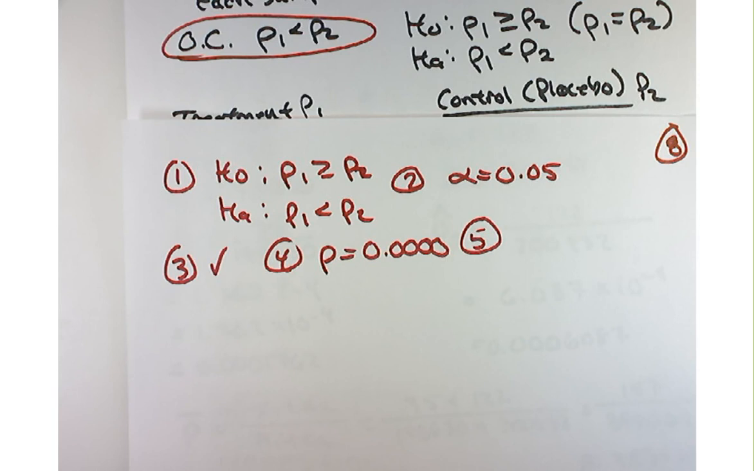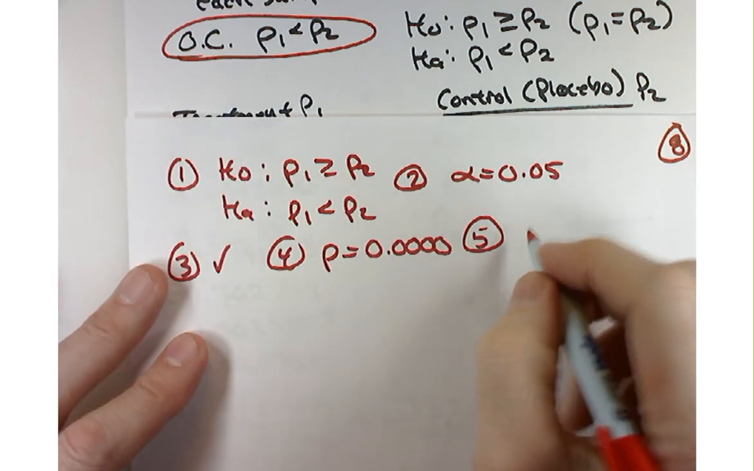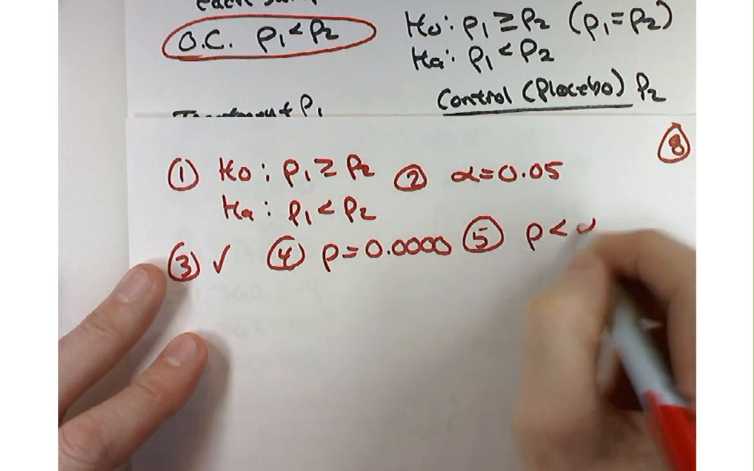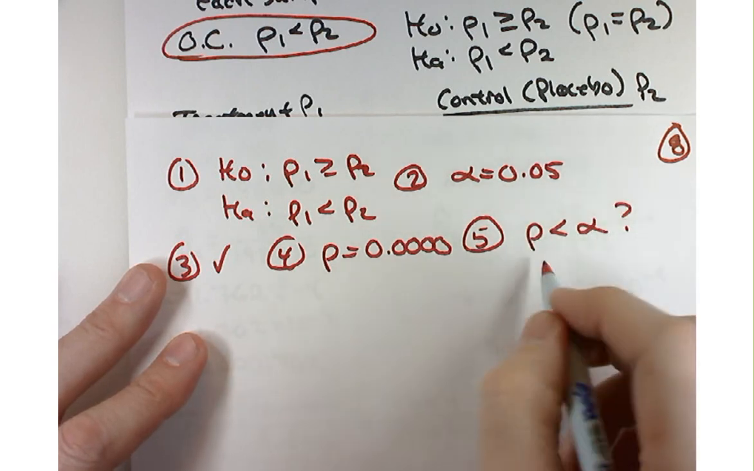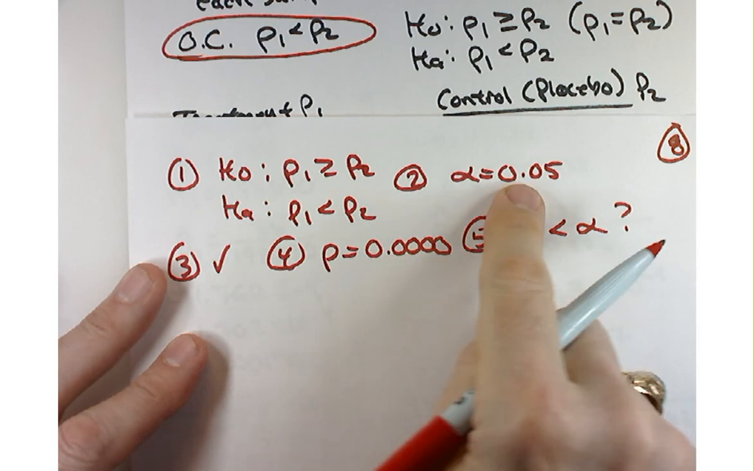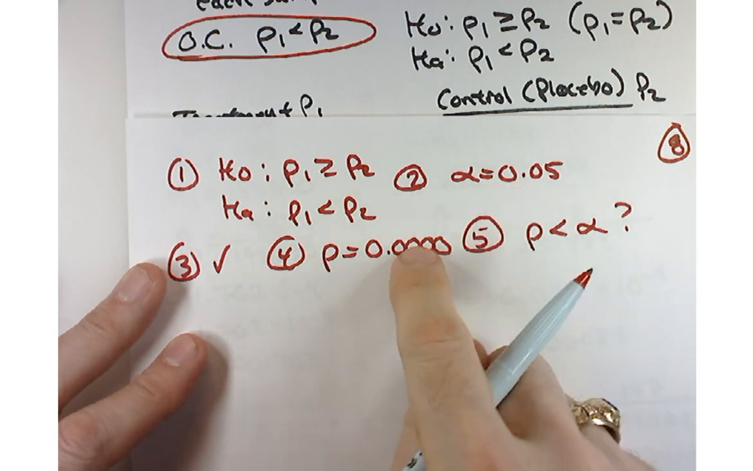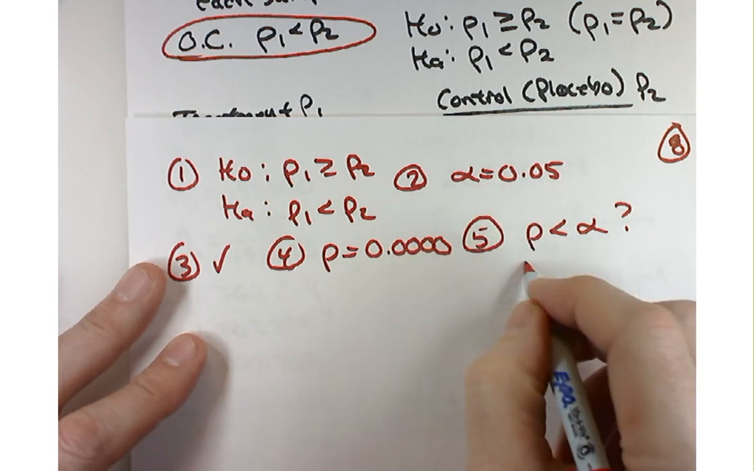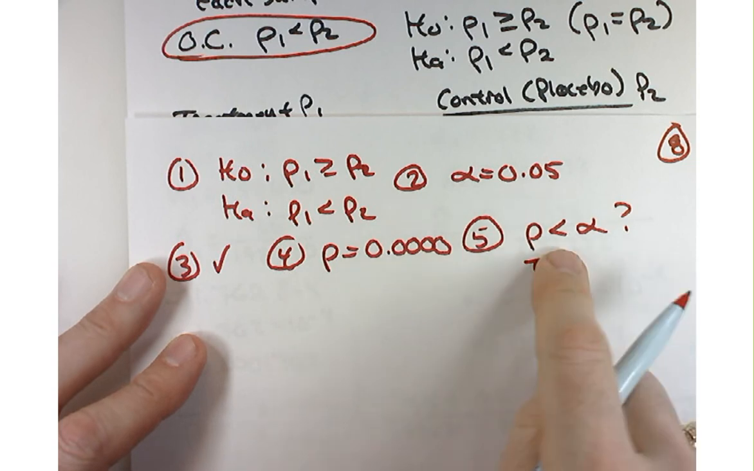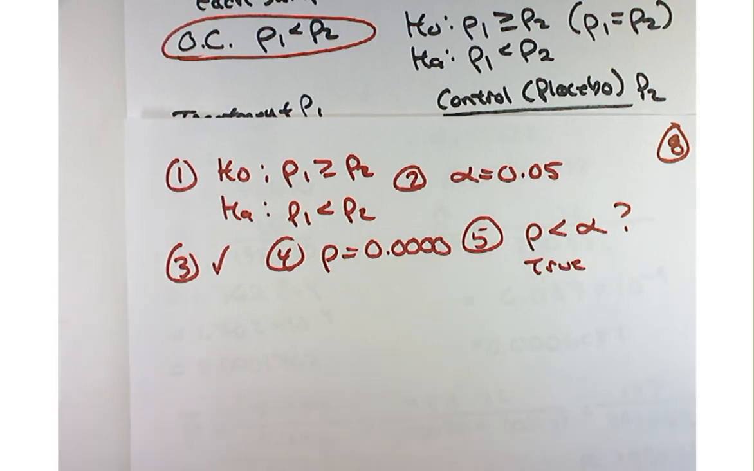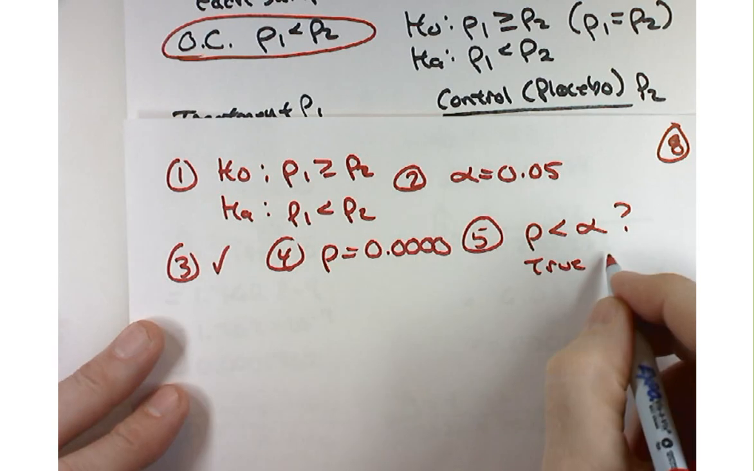All right. So the question is P less than alpha? Is that true? Yeah, that's definitely a no-brainer. 0 is less than 0.05, that's true. So if P is low, H0 must go. So reject H0.